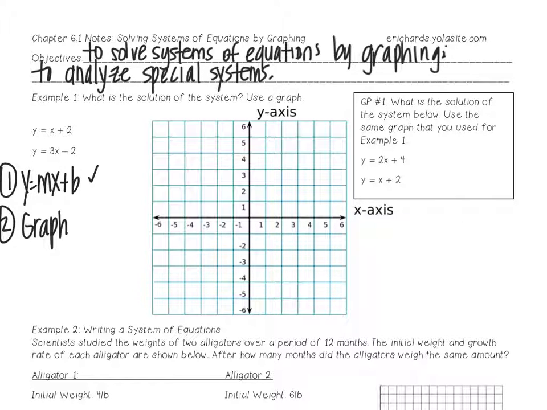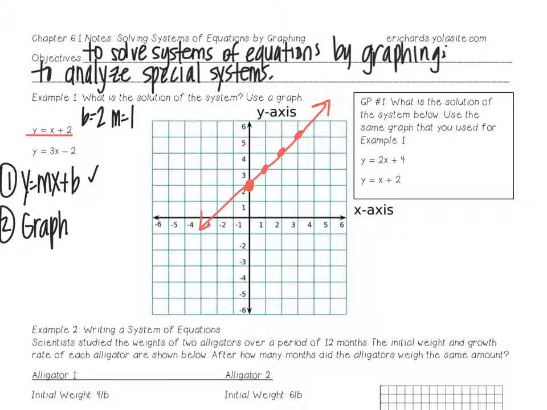So for this top equation, your y-intercept is 2, and your slope is 1. So we're going to graph that in pink. Our y-intercept is 2, so we're going to put a point on 2 on the y-axis. Slope is 1, so we're going to rise 1, run 1. And now we have our line.